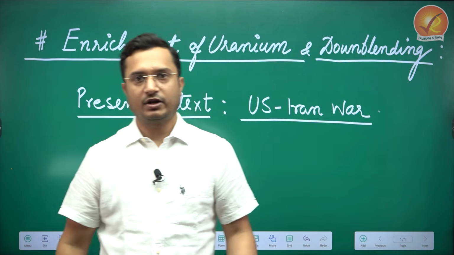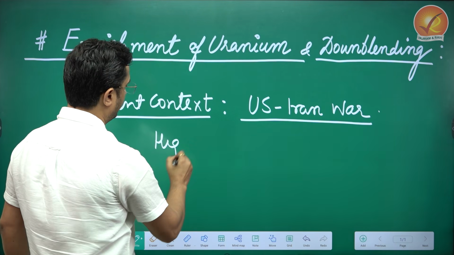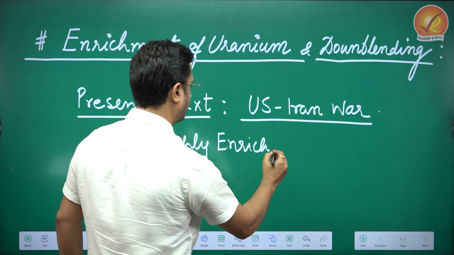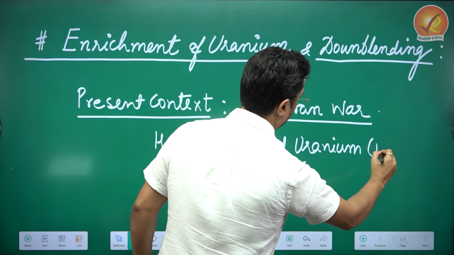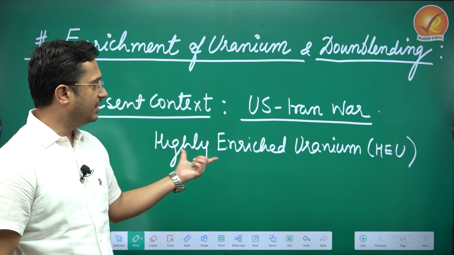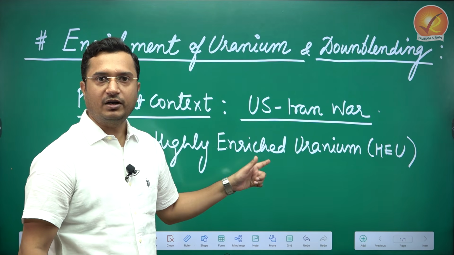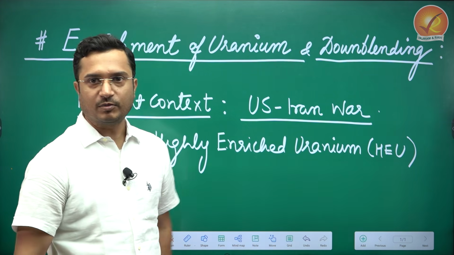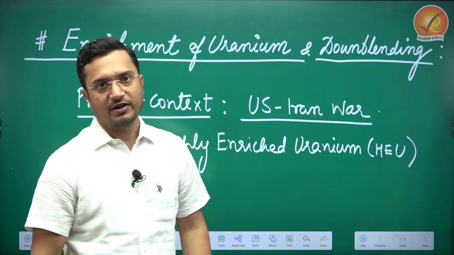Right now Iran possesses hundreds of kilograms of highly enriched uranium, which in short we can call HEU. This is a point of big concern for the US and its allies. They don't want Iran to possess that much uranium, and Iran also has the technical capacity to produce more of it.